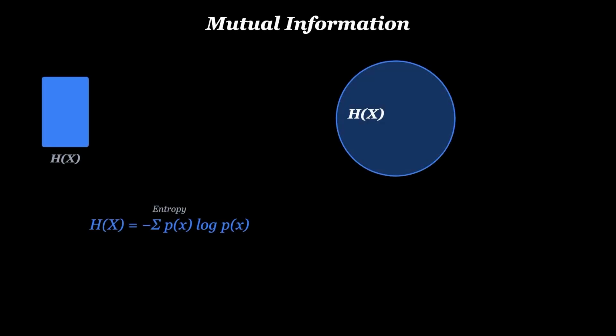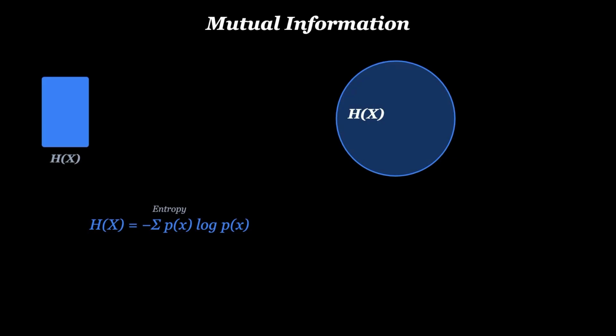Every random variable has uncertainty about its value before you observe it. This uncertainty is quantified by entropy. Entropy measures how surprised you'd be on average when you learn a variable's value. If the variable is nearly certain, entropy is low. If it could be anything with equal probability, entropy is high. Formally, entropy is the expected value of negative log probability summed over all possible outcomes.